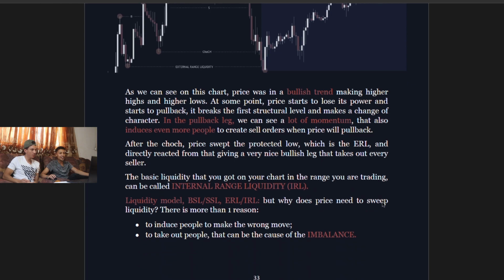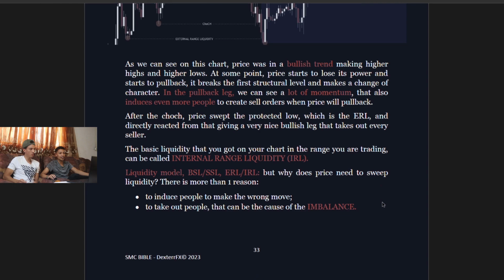Then the basic liquidity that you have on your chart is the range you are trading, which can be called internal range liquidity, IRL. Okay. Liquidity model, BSL, SSL, IRL, so that is a lot of terms, so make sure you get used to that. But why does price need to sweep liquidity?